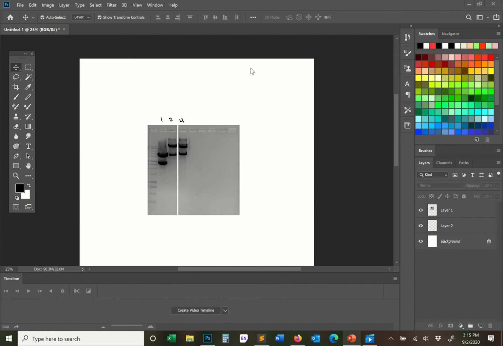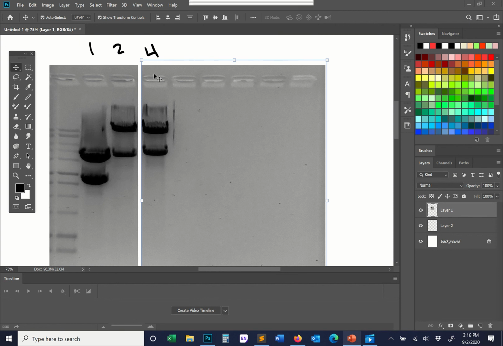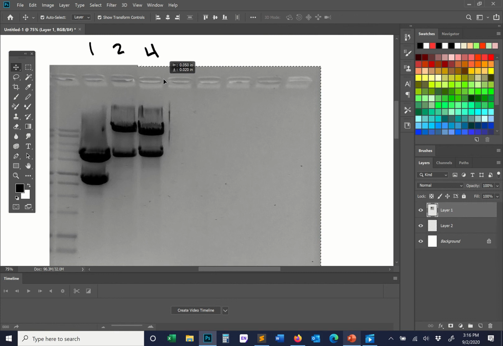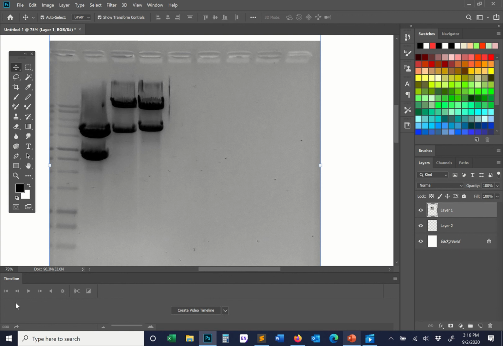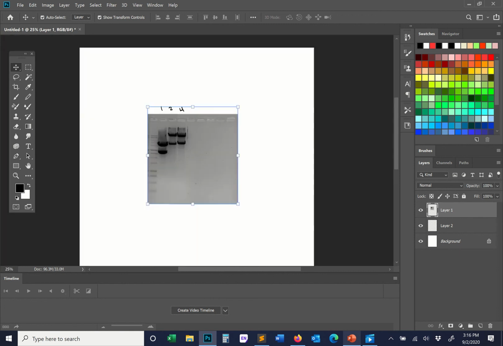But this is within your realm of potential. You can do this as long as you do it properly. Let me show you what you cannot do. What you cannot do is take that gel and move it over such that it looks like there was no crop there. This is illegal. Illegal. Let me write this in red.